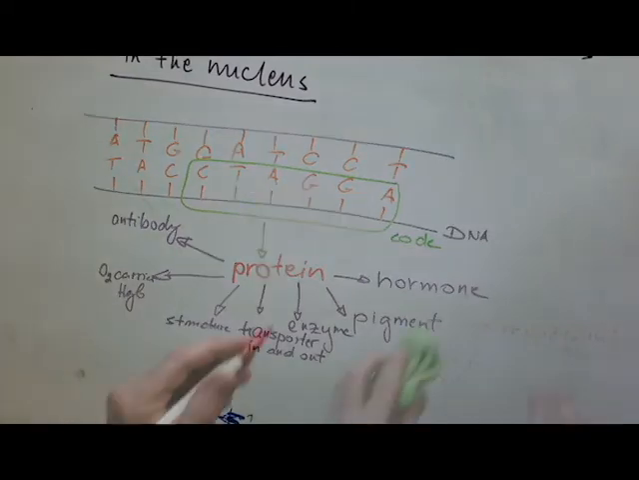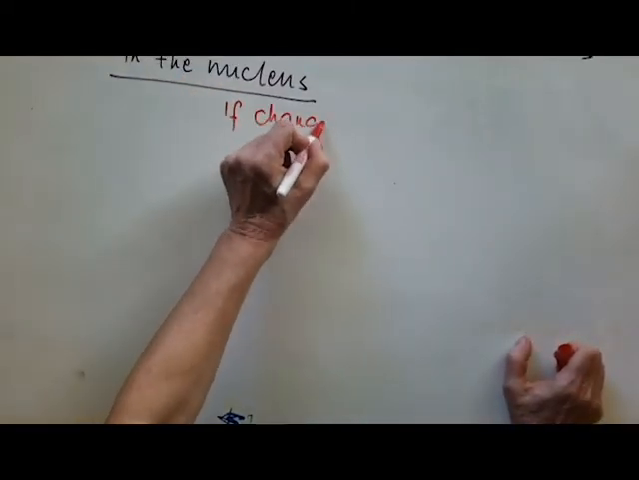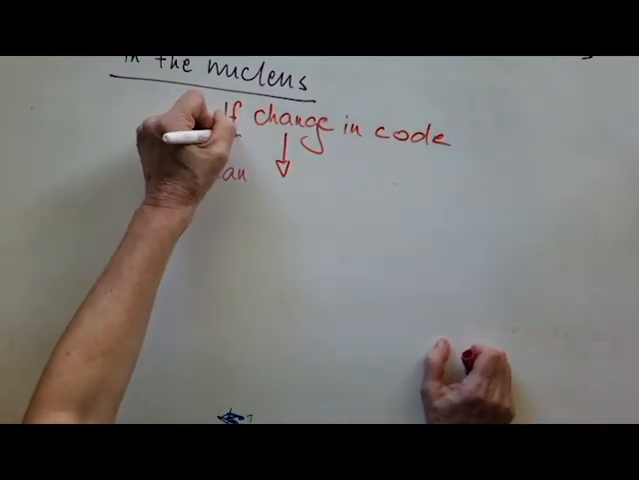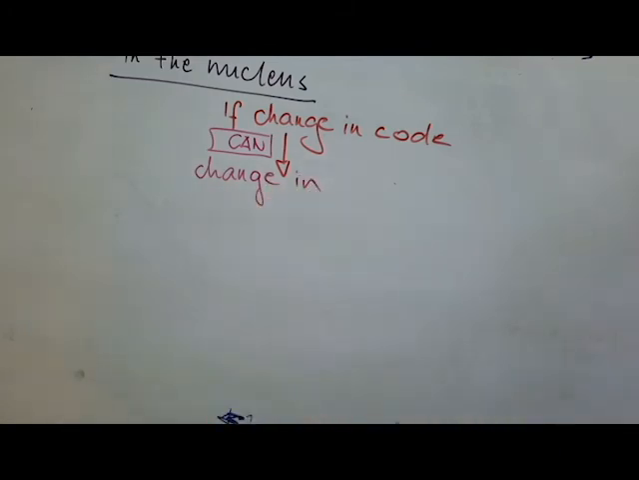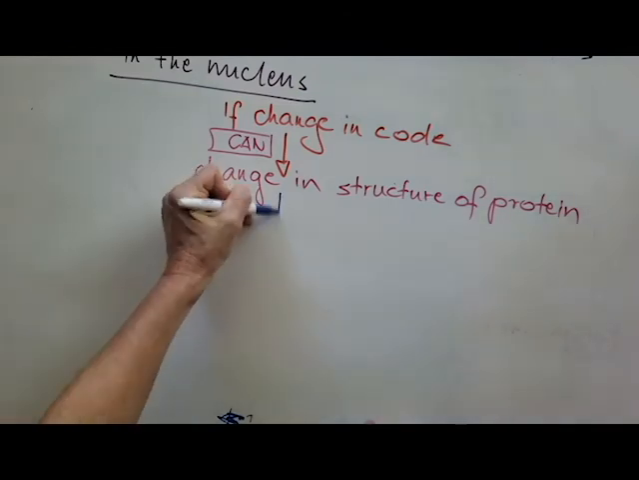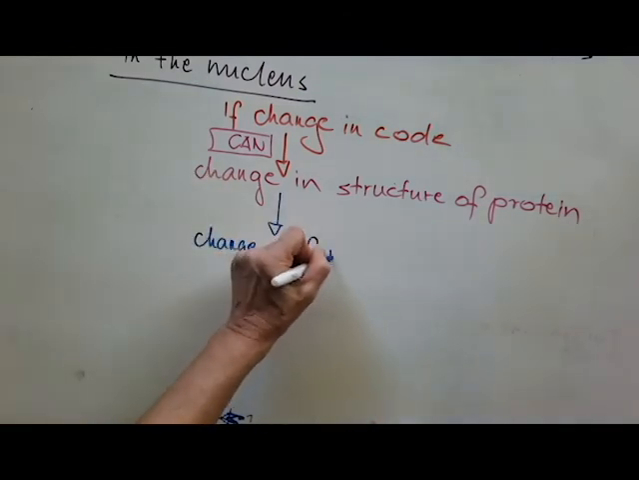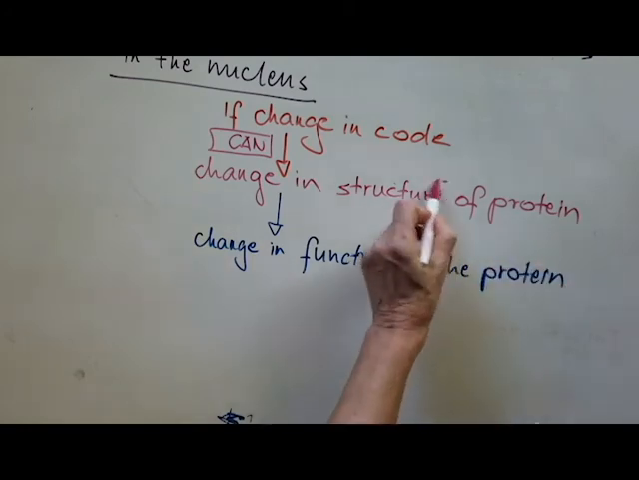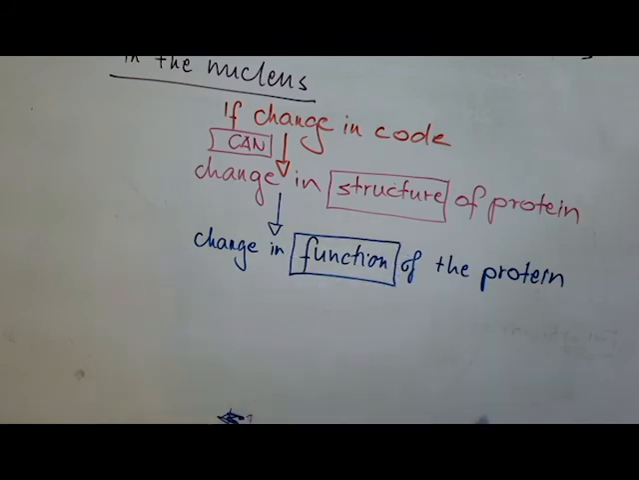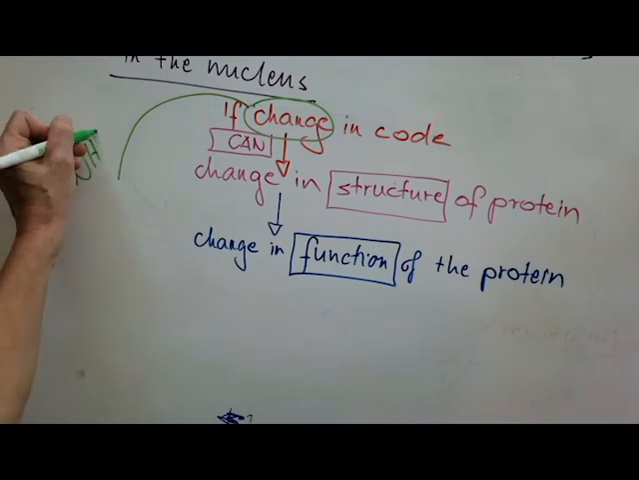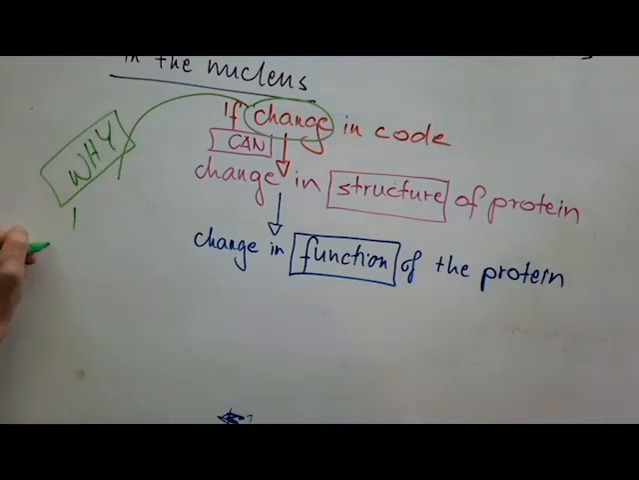We are still in the nucleus, and if there is a change in the DNA code sequence, it can change the structure of a protein that it codes for, and the structure of the protein can change the function of the protein. So a structural change can lead to a functional change, and that is sometimes not really good. Why do we have a change? That's really our question. It is due to mutation.